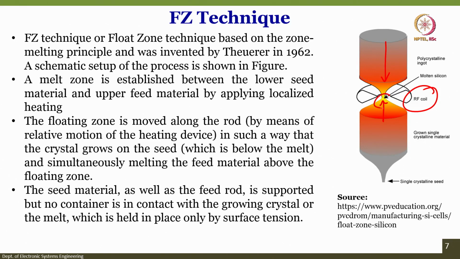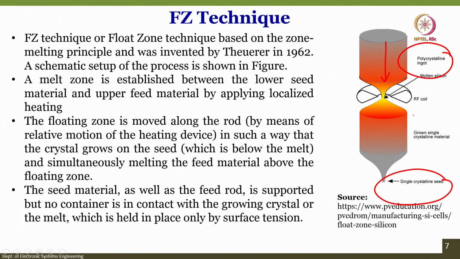Somewhere here, and simultaneously melting the feed above the floating zone. So, slowly and gradually as it goes towards the collar region, it starts forming. You can see here this is a single crystal material, this is a polysilicon ingot, and the molten zone.